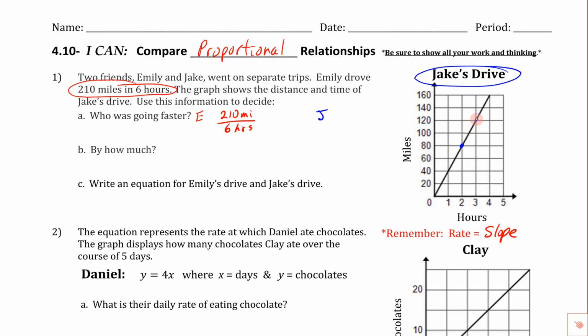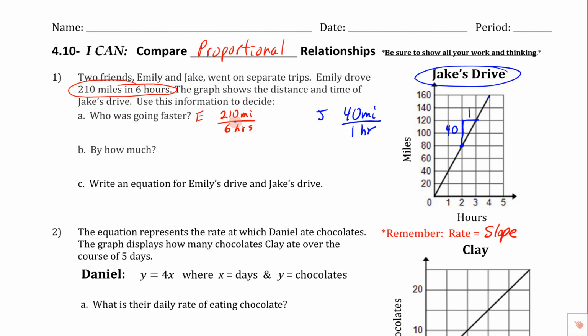We could find a few convenient points, pick any one of those you want, and we would go up and over. So this would be up from 80 to 120, so that would be up 40. And this would be over from 2 hours to 3 hours, so that would be 1. So his is 40 miles in 1 hour. Now, I'm not done with Emily yet, because remember, they're going to ask us who's going faster here, and we've got to figure that out. And it also says by how much.